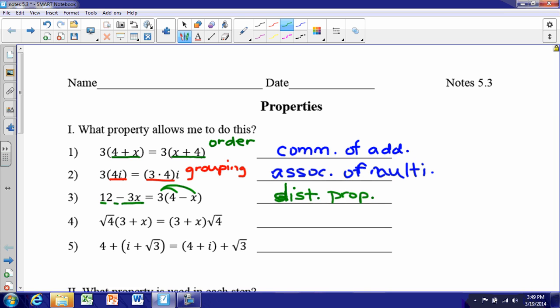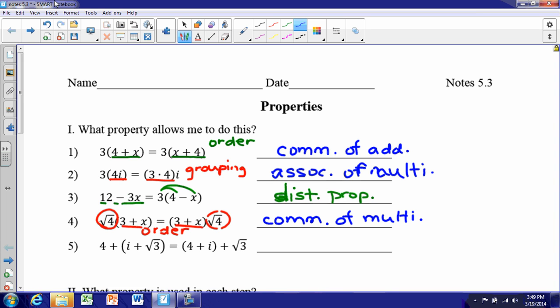All right, in number 4, looking carefully, what is different? Well, if you look inside the parentheses, those are exactly the same. The piece that's different is the placement or order of the square root of 4. So again, we're looking at order, which means commutative. But how is the square root of 4 connected? Well, that would be of multiplication.